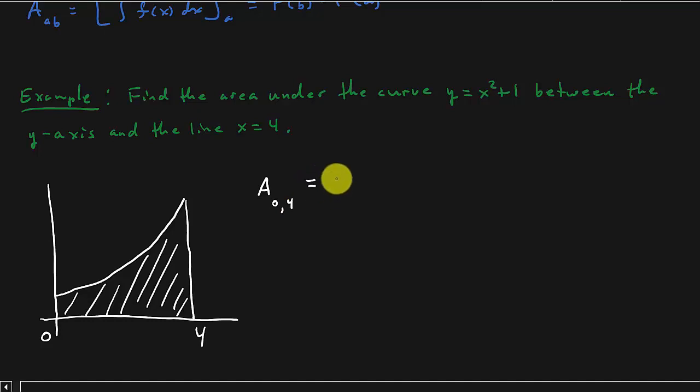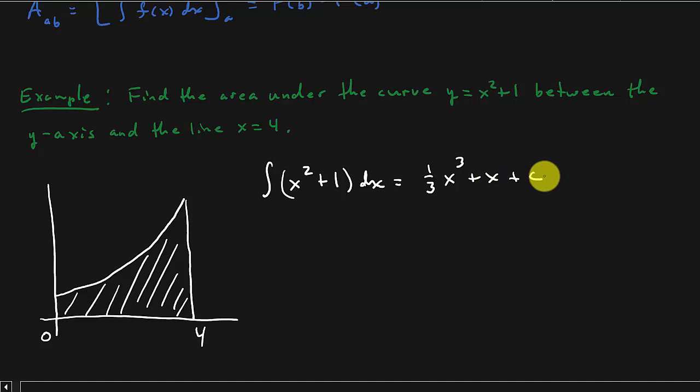That is going to be the integral of, well, I tell you what, let's do it like this. Let's first integrate x squared plus 1 dx. And that's going to be 1/3 x cubed plus x plus c.